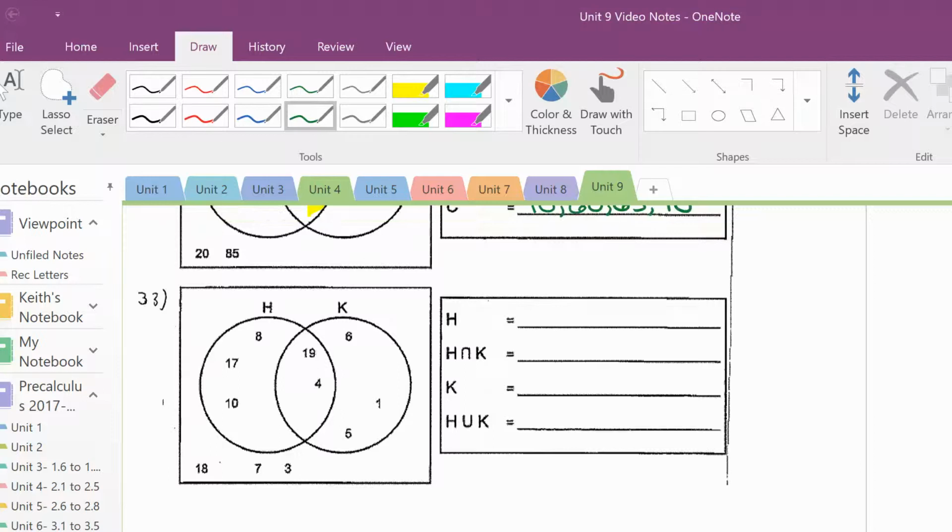So the last one here, in H, you'd have 4, 8, 10, 17, and 19. The intersection is right here, so just 4 and 19. And then K is 1, 4, 5, 6, and 19. And then the union is putting it all together: 1, 4, 5, 6, 8, 10, 17, 19.